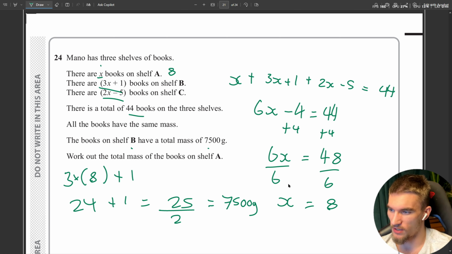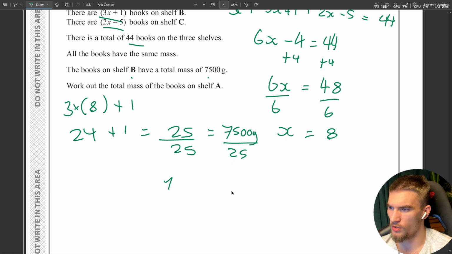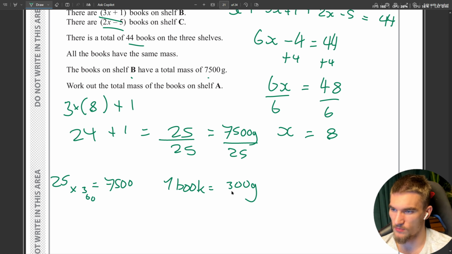So now I'm just going to divide this by 25 and this by 25 to figure out what one book is. Right? So we can be really smart with this calculation because we know that 25 is 1/4 and we know that 75 is 3/4. So it's actually 25 times 3 gives me 75, right? And then I just add 2 more zeros. So it's 300, to make it 7,500. So one book must be 300 grams, all right?